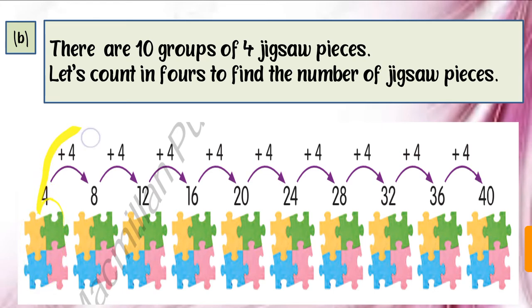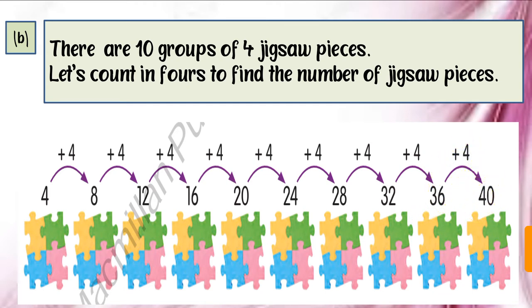4, when we add plus 4, it will automatically convert into 8. So we can say that 4 twos are 8, 4 threes are 12, 4 fours are 16. 4 fives are 20, 4 sixes are 24. 4 sevens are 28. 4 eights, 4 times 8, so we can say that 4 eights are 32. 4 nines are 36. And 4 tens are 40.